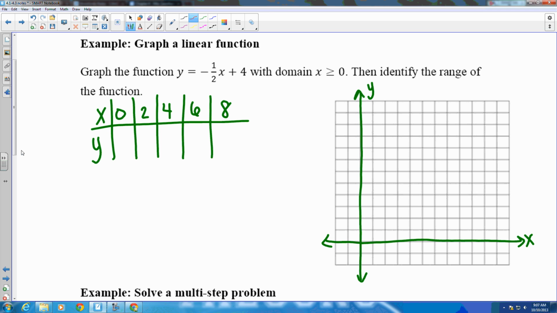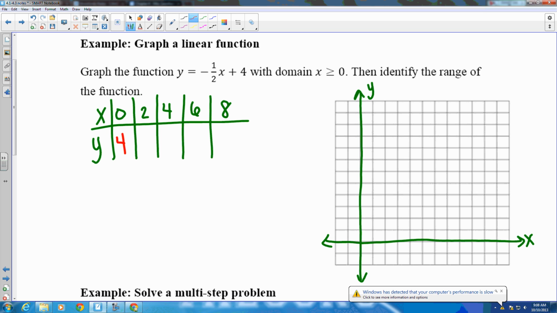Alright, so now we plug these x values into our function. I chose even values because I noticed that there's a negative 1/2 in the function. And if you do an odd number, negative 1/2 times 1, you're going to get a fraction for your y values. So I picked all evens, which will turn out nicely. Plug all of these in for y.